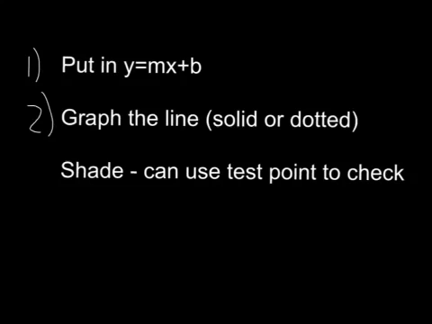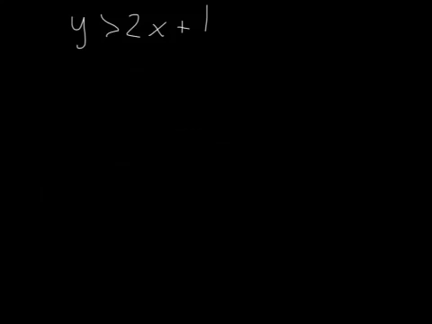Two, we're going to graph the line, and it's either going to be a solid line or a dotted line, depending on if it's equal to or not equal to as well. And then last, you want to shade. Greater than, you're going to be doing above the line, less than below the line, and we can use a test point to check if we wanted to. Let's go ahead and graph this inequality. y is greater than 2x plus 1.